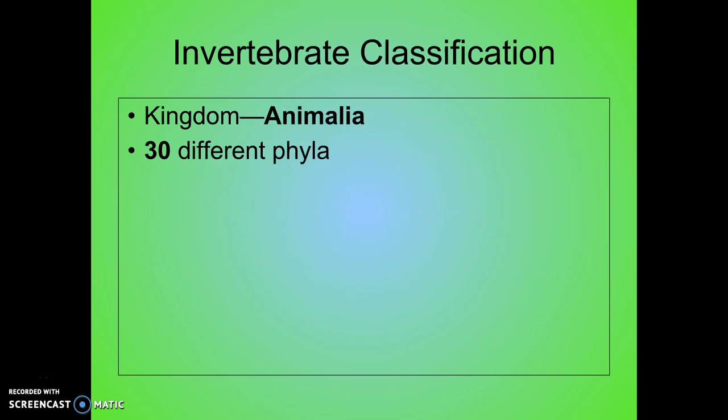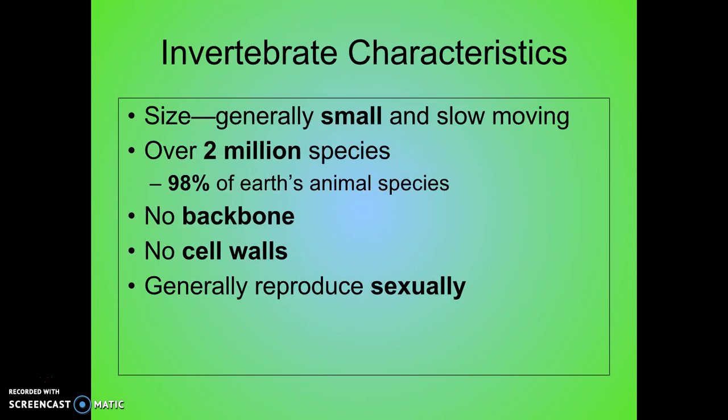They are in kingdom Animalia, and we will be in this kingdom until we start plants. And there's 30 different phyla that this unit, I guess, covers. And we're only going to hit a few of them, but there's a lot of organisms in this group. It's actually 98% of the Earth's animal species are invertebrates.